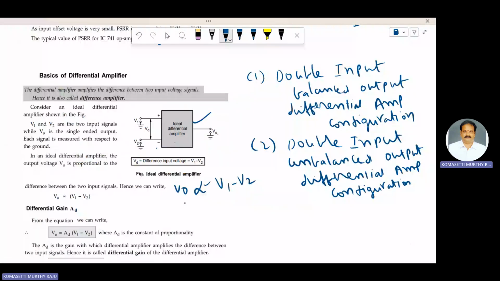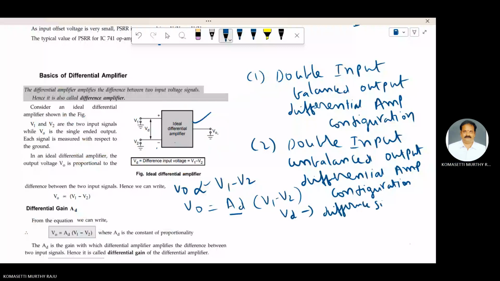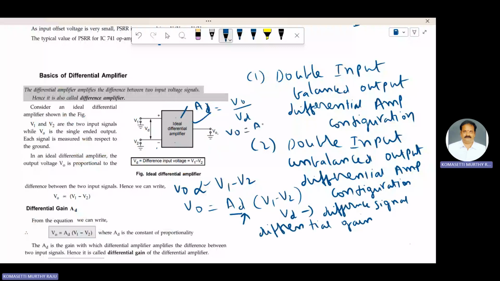To remove this proportionality, we use a proportionality constant. V0 is equal to AD into V1 minus V2, where AD is called the differential gain, and V1 minus V2 is called the difference signal. Generally, the differential gain of the differential amplifier is AD equal to output voltage by input voltage. Therefore, V0 is equal to AD into VD.